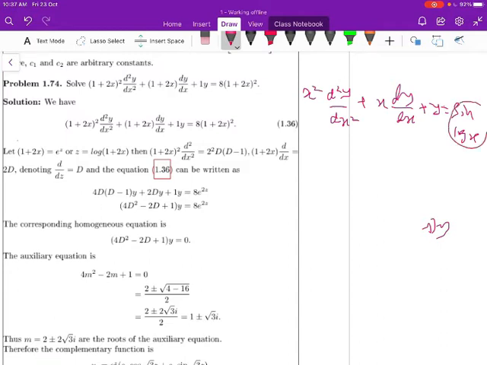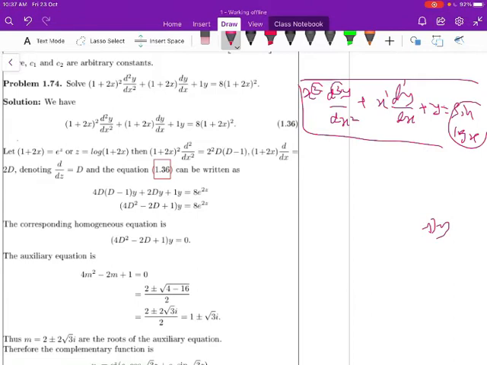So how do we say that it is a Cauchy equation? Because the order of the derivative and the power of the variable coefficient are the same, that is 2. So the degree of the variable x and the order are the same. In the second term also, order is 1 and degree is 1. Such equations are called Cauchy linear equations.